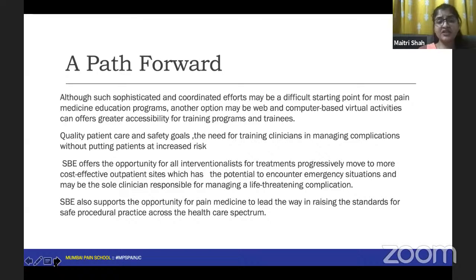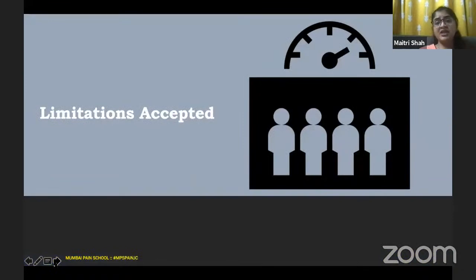Quality patient care and safety goals require training clinicians in managing complications without putting patients at risk. Simulation-based education offers the opportunity for all interventionists, as treatment progressively moves to more cost-efficient outpatient sites, which have the potential to encounter emergency situations, and may be the sole clinician responsible for managing a life-threatening complication. SBE also supports the opportunity for pain medicine to lead the way in raising the standards for safe procedural practice across the healthcare spectrum.